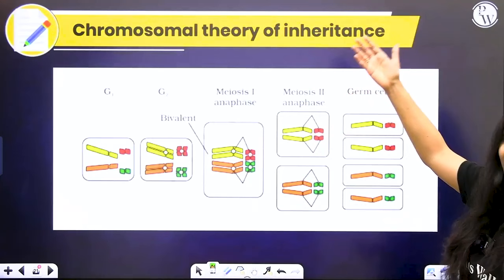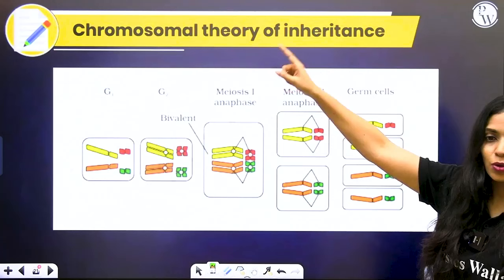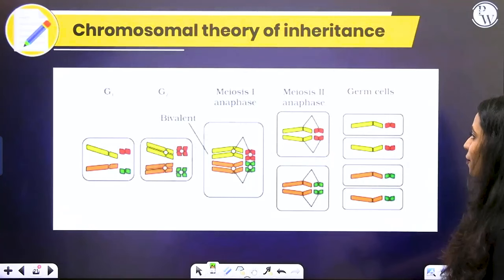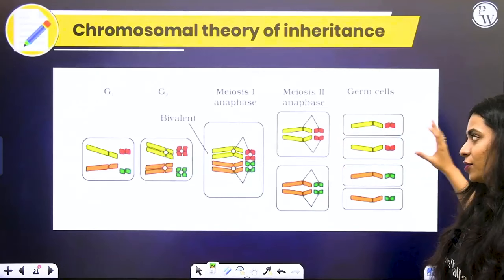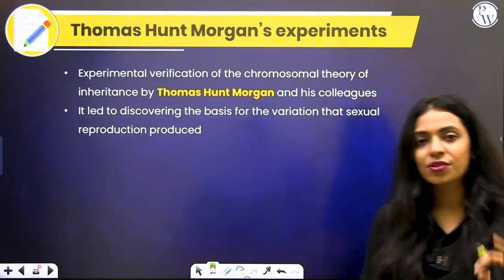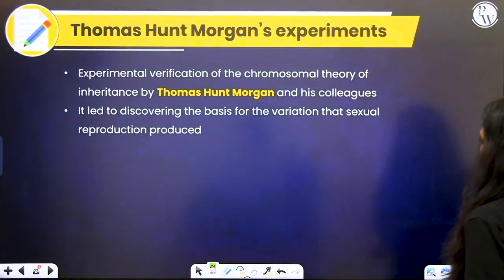Basically, it's a theory that was proposed to explain how inheritance happens via chromosomes. So making chromosomes the vehicles, inheritance will take place. So this is basically a graphical representation of what happens during meiotic cell division. You've learned that in detail in 11th grade. So I think it's pretty easy for you to understand this, right? Now let's move on. This was done by two people, Sutton and Boveri.